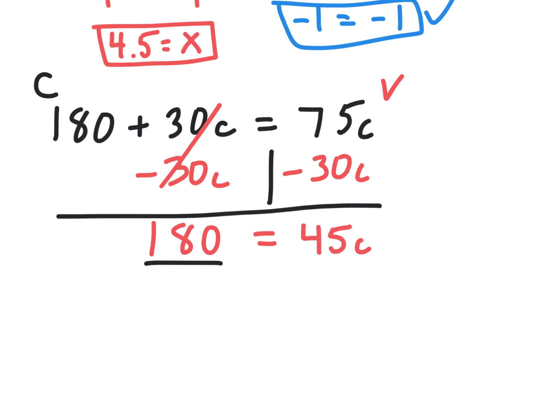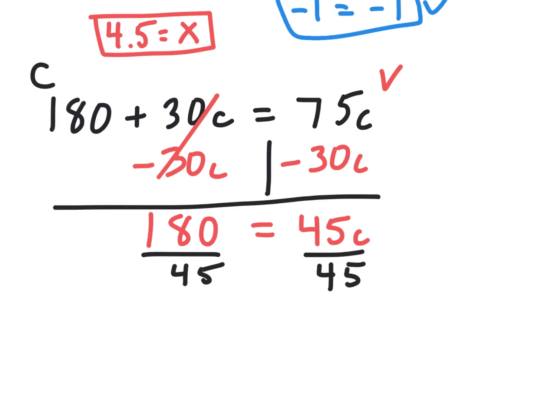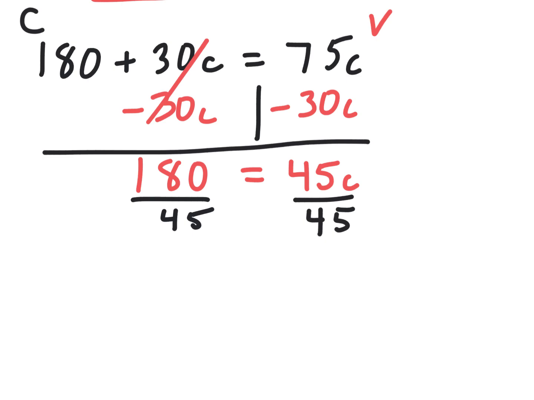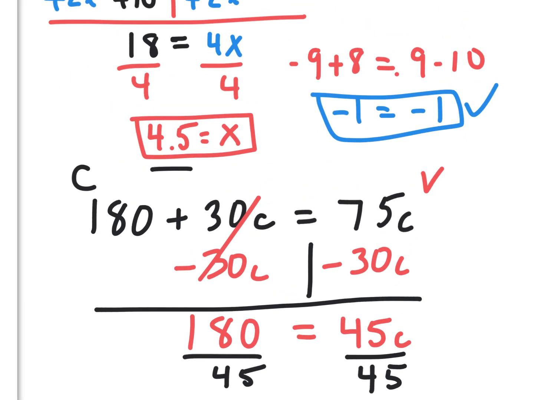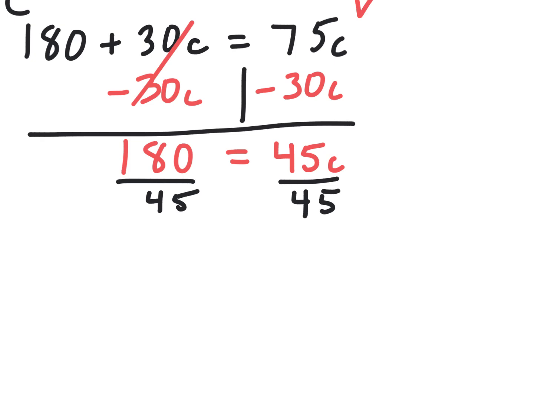And the last step is to divide. 180 over 45. And we actually just did a problem where we multiplied 4.5 by 2 and got 9. So if 4.5 times 2 is 9, then 4.5 times 4 would be 18. So I'm going to use that same logic here to say that the value of 180 over 45 must be 4. So 4 equals c.